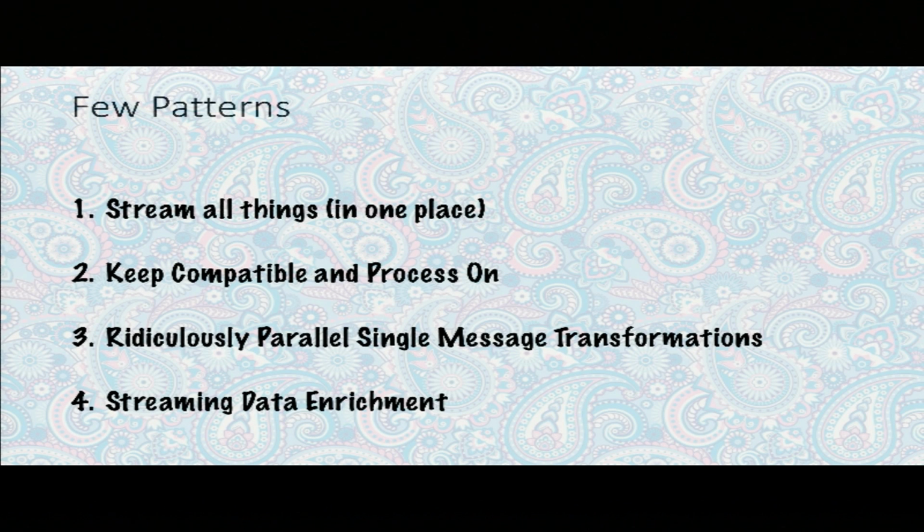Okay, recapping. You want to do everything as a stream, and it helps to keep them all in one place, maybe Kafka. You want to make sure the data is compatible, so one change will not blow up everything else. Ridiculously simple message transformations that only touch a single event are ridiculously parallelizable. And you can do cool stuff to enrich events by optimizing the joins of different streams or streams and tables. I hope you learned something useful.